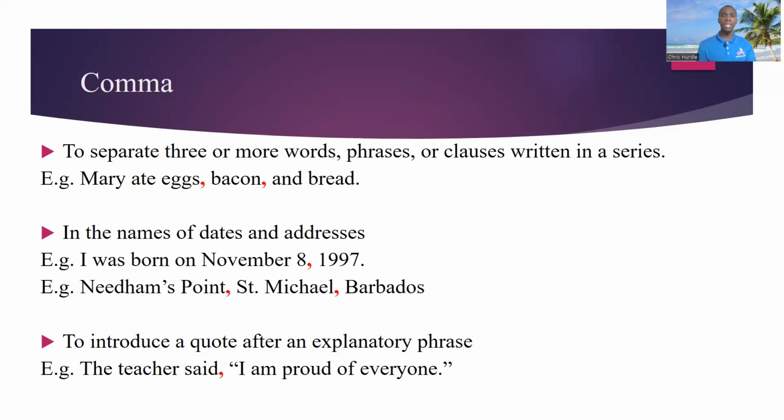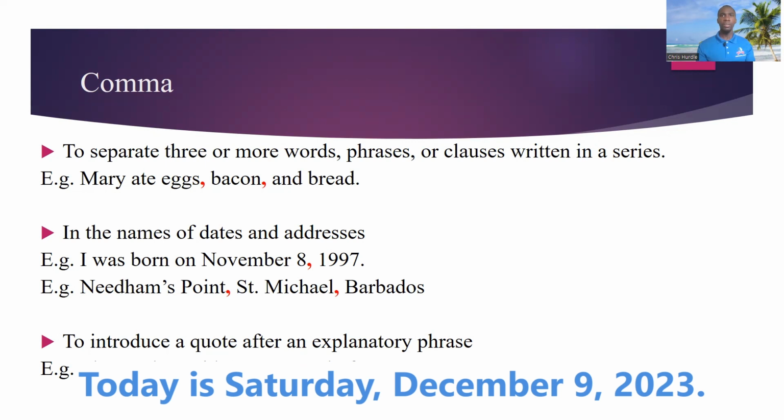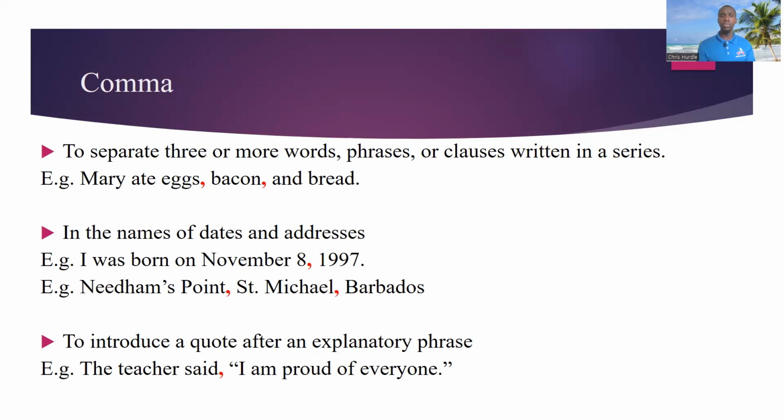Next, in the names of dates and addresses. I was born on November 8th, 1997. Yes, that's my birthday. So you can take note of that. So if I wanted to include a day, like if I'm given the date, I could say today is Saturday, December 9th, 2023. So Saturday, comma, December 9th, comma, 2023. So we use commas to separate elements within dates, right?